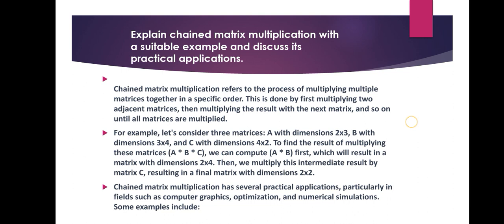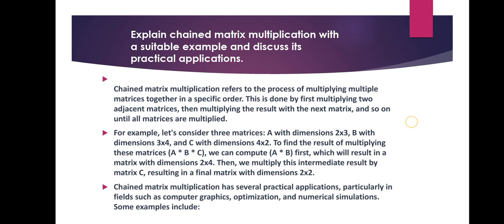For example, let's consider three matrices: A with a dimension 2 cross 3, B with a dimension 3 cross 4, and C with a dimension 4 cross 2. To find the result of multiplying A into B into C, we can compute A into B first, which will result in a matrix with a dimension 2 cross 4. Then we multiply this intermediate result by matrix C, resulting in a final matrix with dimension 2 cross 2.